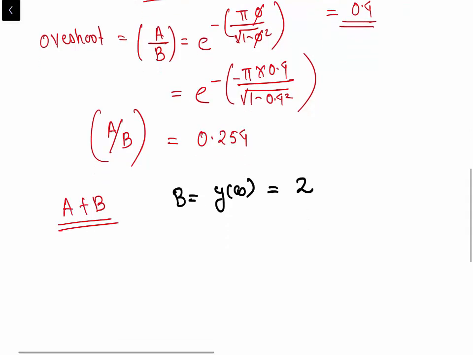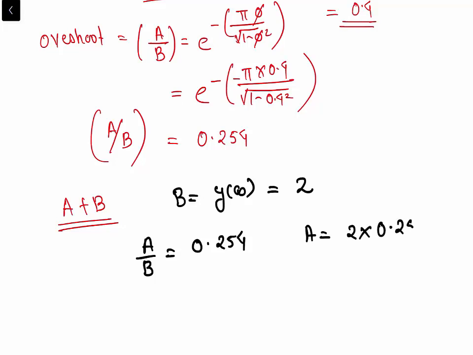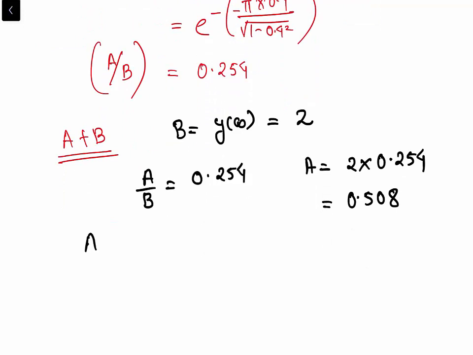Now you have the ratio a by b equals 0.254. So you can calculate the value of a equals 2 into 0.254. 2 multiplied by 0.254 will be 0.508. So what will be the value of a plus b? a plus b equals 0.508 plus 2, so it is 2.508. This is the value of a plus b we are getting.